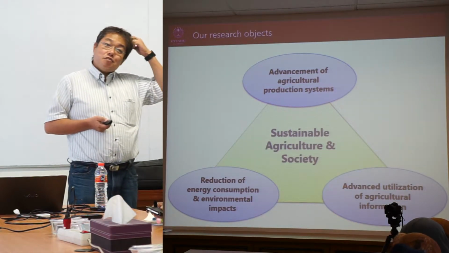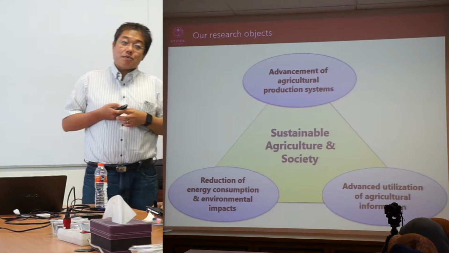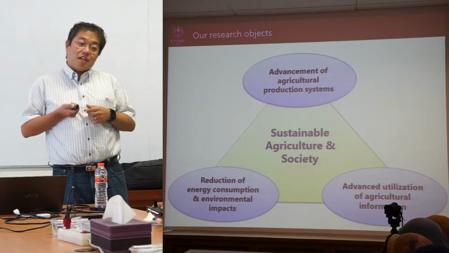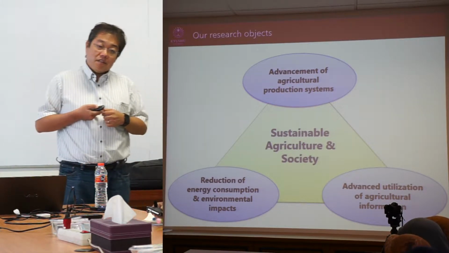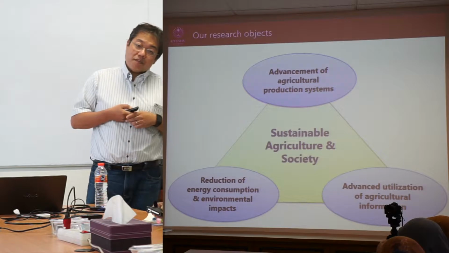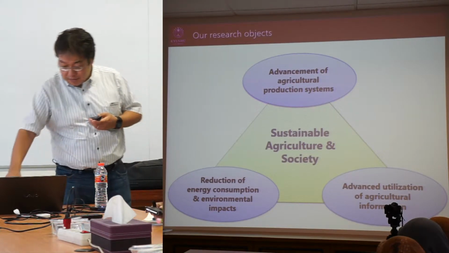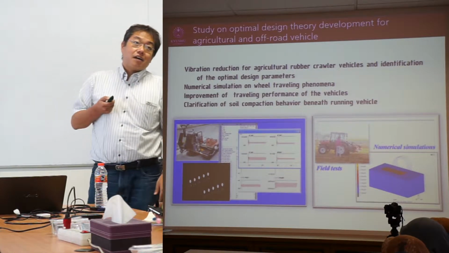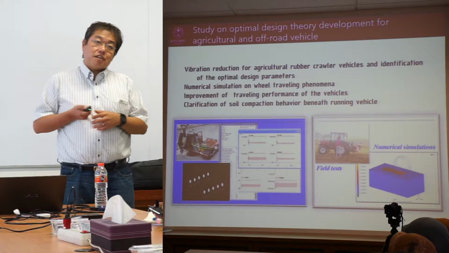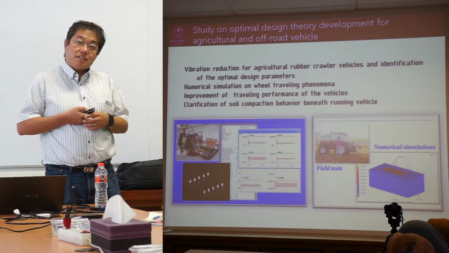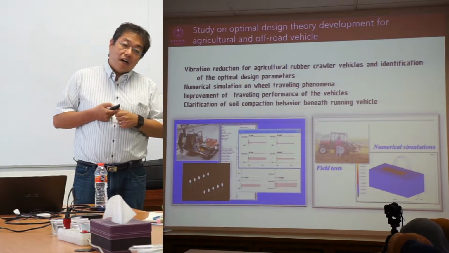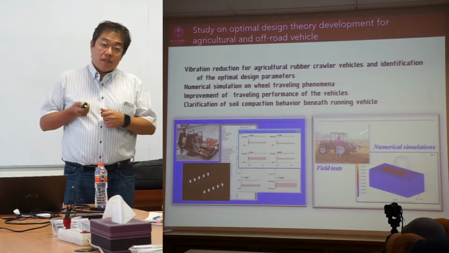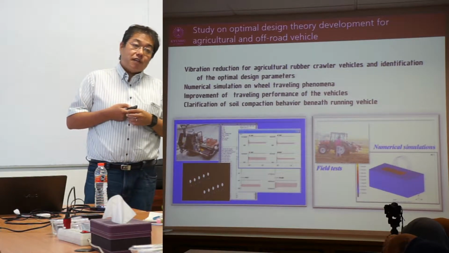So our research objectives are categorized into three. One is advancement of agricultural production systems. Second is reduction of energy consumption and environmental impacts, and advanced utilization of agricultural information. So one topic is vibration reduction for agricultural tractors and combine harvesters by using a signal processing approach. And the next one is, today I will show you this part.